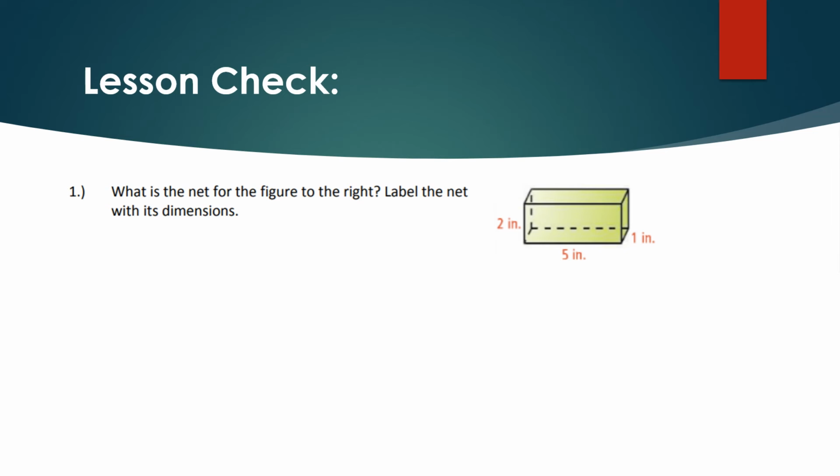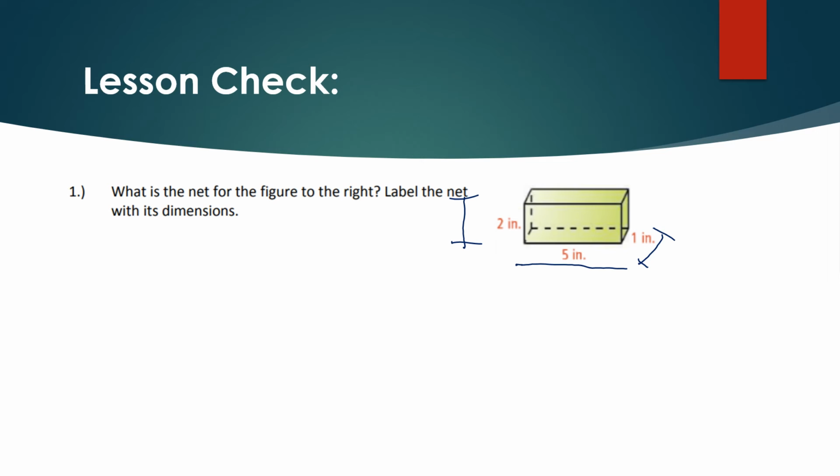All right, so for the lesson check, we just have a couple examples we're going to run through. For number 1, they're asking what is the net for this figure? This figure is a rectangular prism. So I'm going to get a whole bunch of rectangles, and they say that it is 5 units long, 2 units tall, and 1 unit wide.